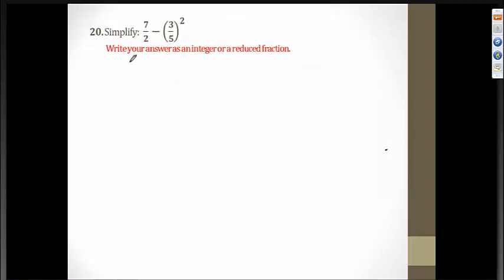All right, now we have another fraction question. We're simplifying. So this is just, again, order of operations. So what do we need to do first here? The exponent, right? Because, of course, with PEMDAS or GEMDAS, whichever one you use, you do the exponent first. So we're going to do 3 over 5 squared. So I'm going to write that over here. So we have 3 over 5 times 3 over 5. And what is that going to leave us with? 9 over 25. Excellent work.